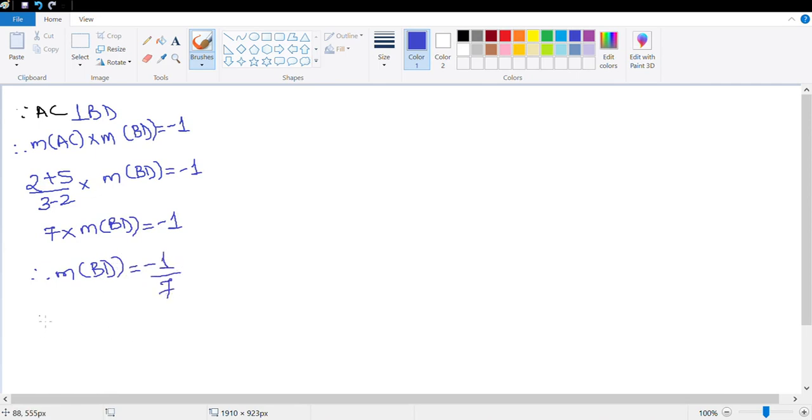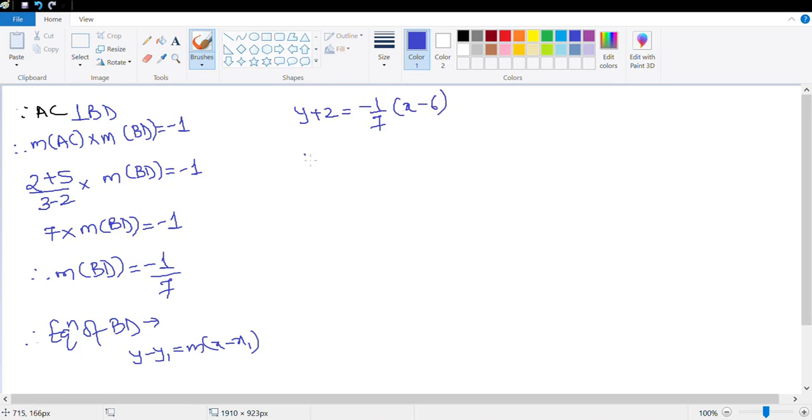Now we know the slope of BD and we know the coordinates of B. Therefore equation of BD would be given by y minus y1 is equal to m times x minus x1. Let's substitute values. y minus y1, which is minus of -2, so y plus 2 is equal to -1 upon 7 times x minus 6. Cross multiply, 7y plus 14 is equal to negative x plus 6.